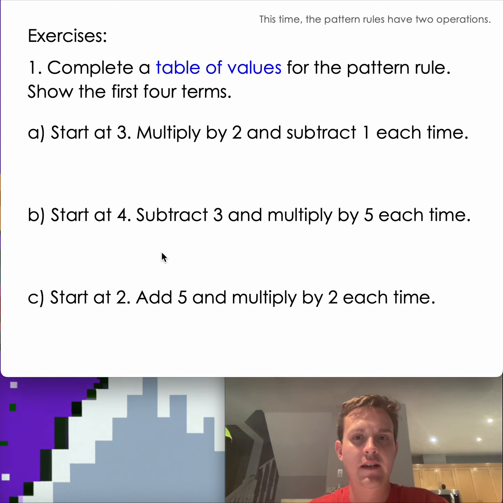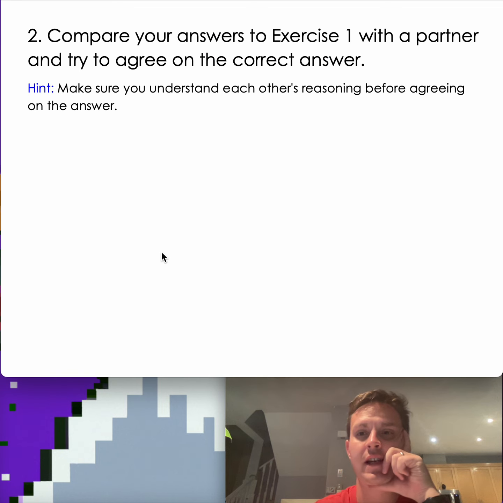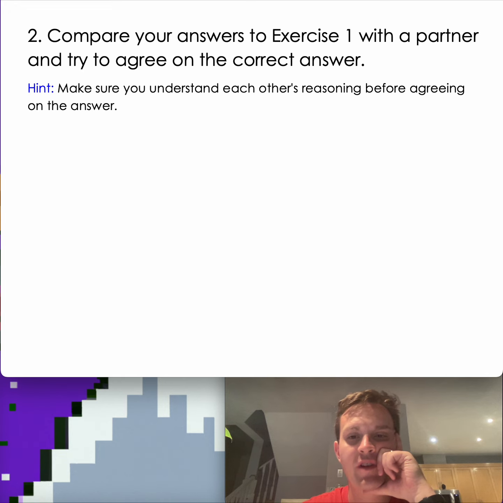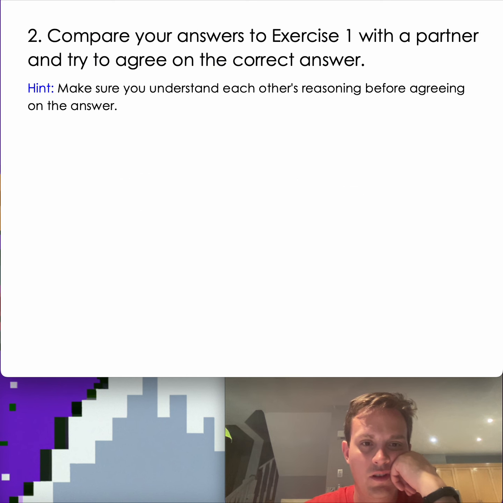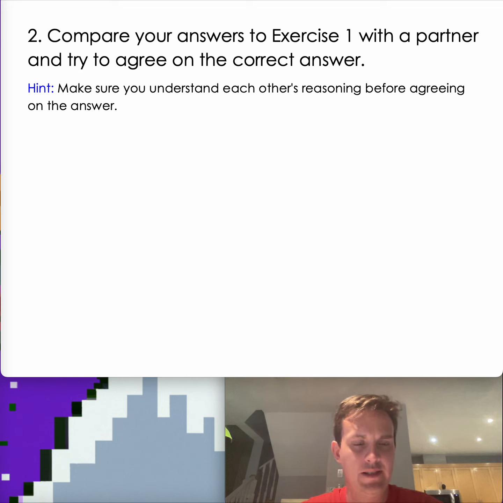Okay. And for these ones, you're going to compare your answers with a partner and try to agree on the correct answer. So make sure that you understand each other's reasoning before agreeing on the answer. Okay, and then our selected answer for this one is C.